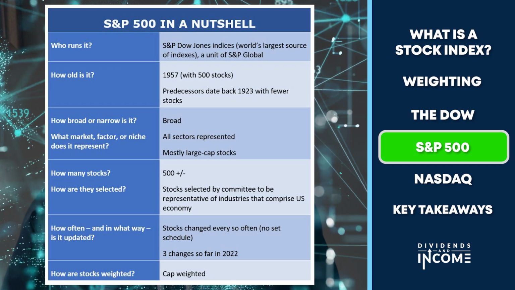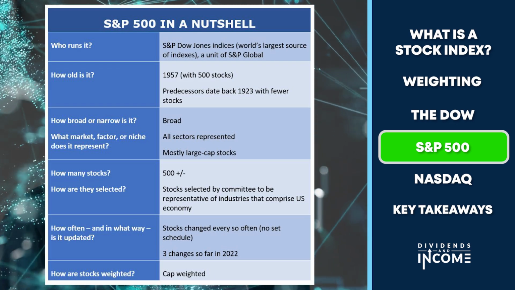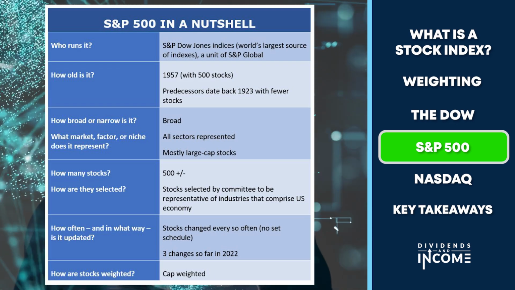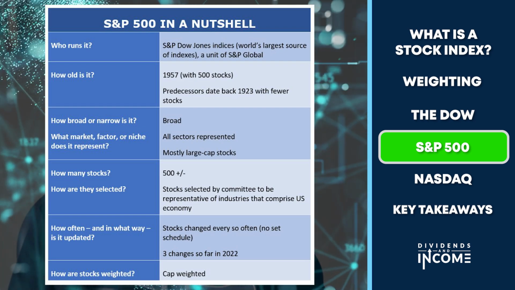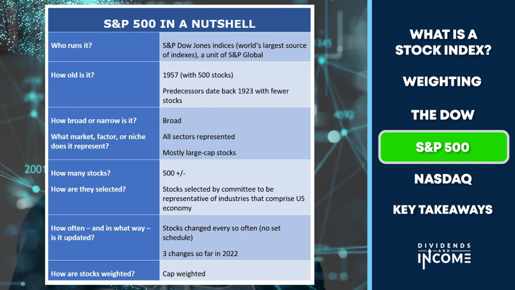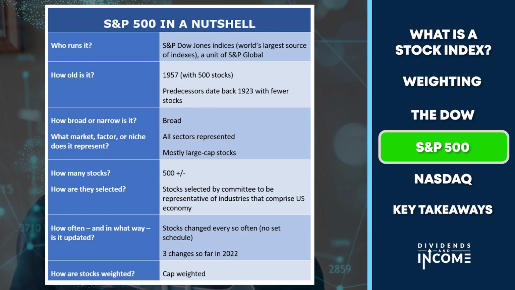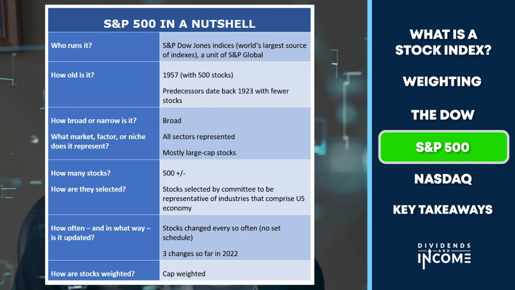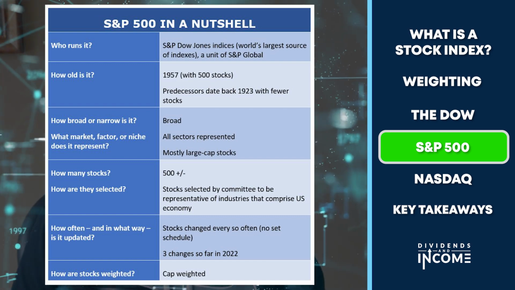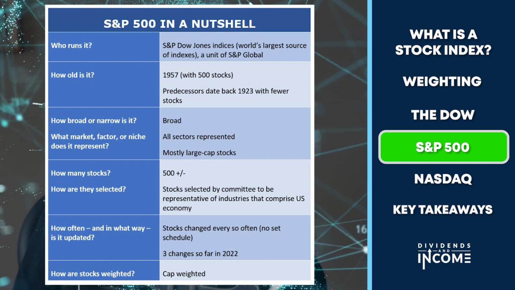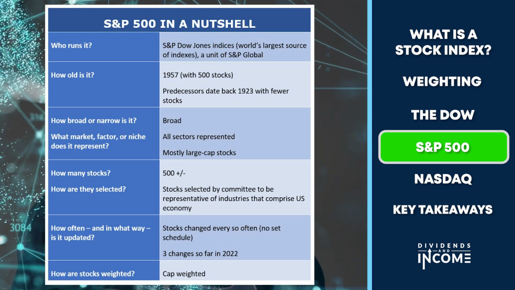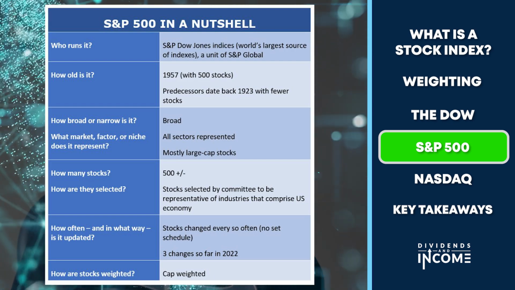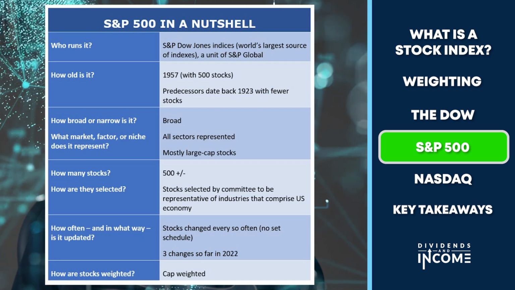500 stock index selected by a committee, and they are meant to be representative of the industries that comprise the United States economy. Moving down the display, the stocks are changed every so often. There's no set schedule for the committee to make changes to the S&P 500. There have been 3 changes so far in 2022, and the S&P 500 uses the much more popular and representative cap weighting method of weighting its stocks.